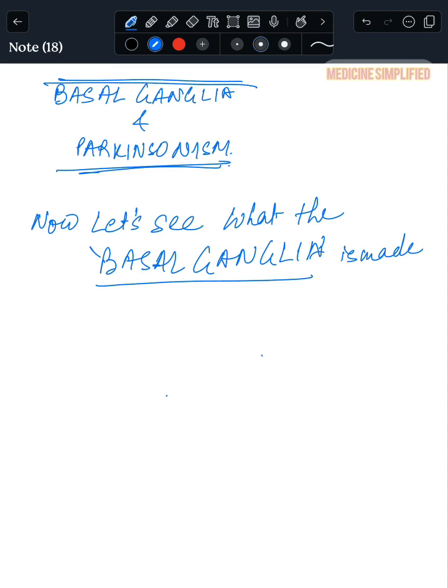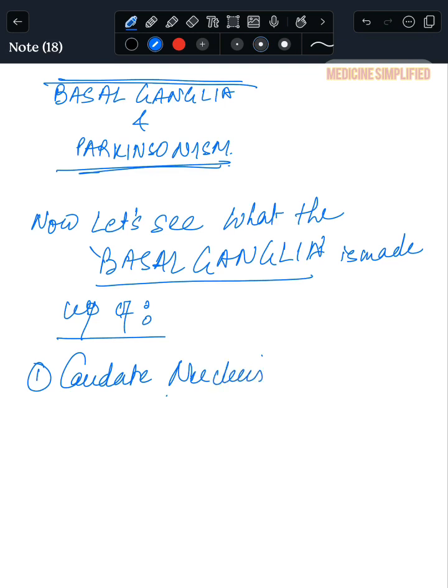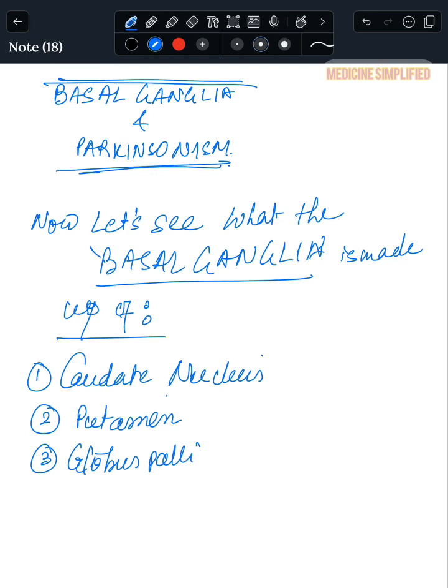Number 1, caudate nucleus. Number 2, putamen. Number 3, globus pallidus. It is divided into two parts. One is globus pallidus interna, another is globus pallidus externa.